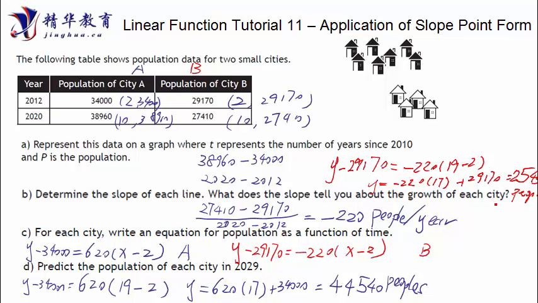So this is how to use a linear function to predict the future, and this is how to use the slope-point form to do word problems. Okay, I hope you understand.